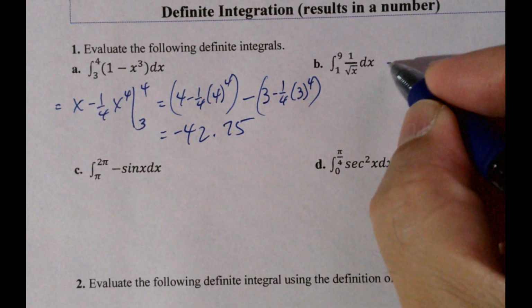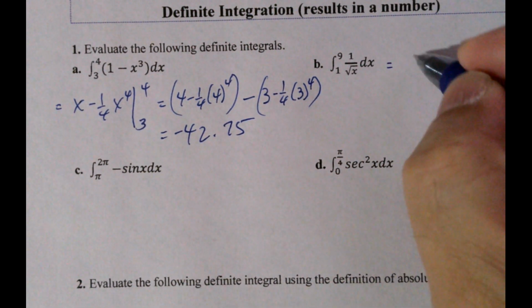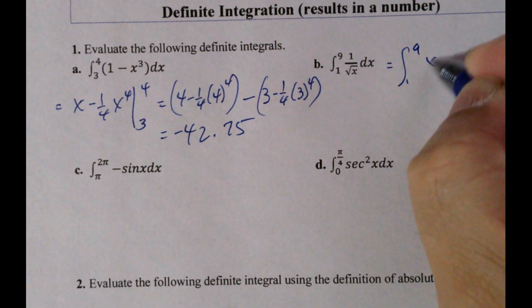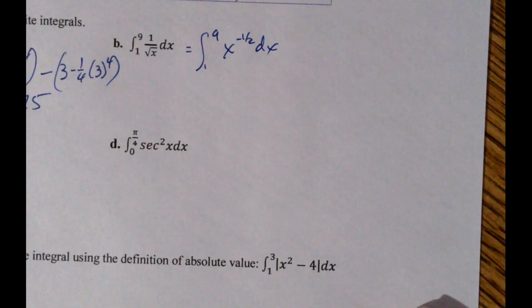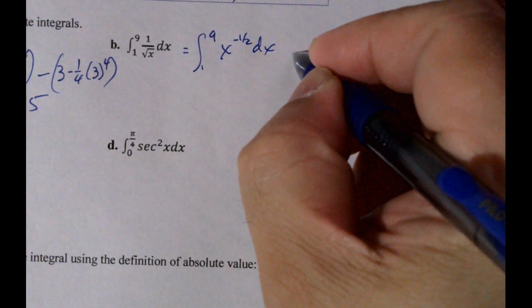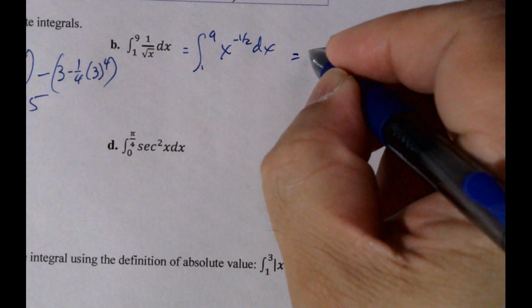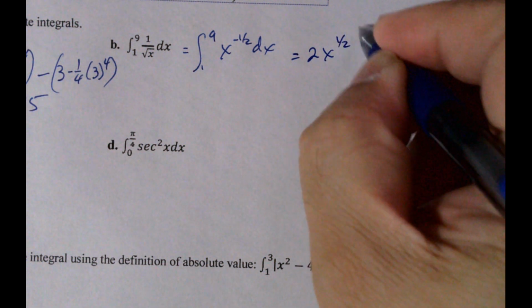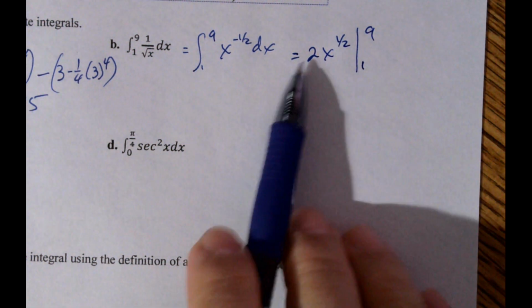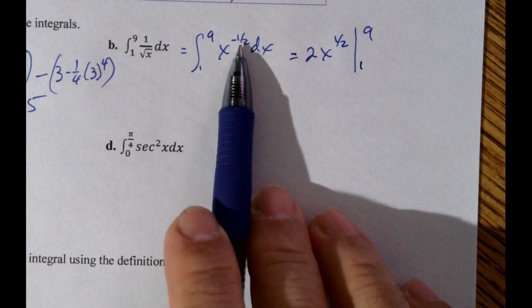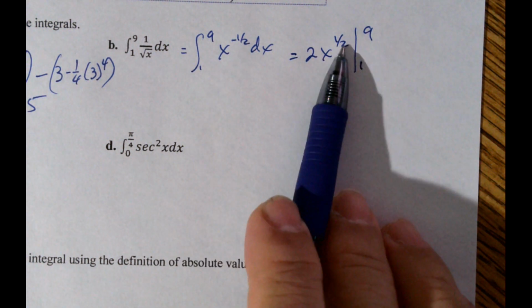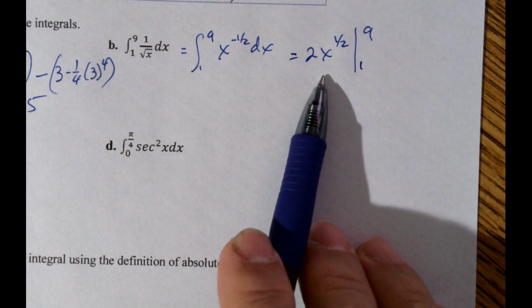This one, I want to rewrite it first because a lot of us can't do it in our heads for that. All right, so it's x to the negative 1/2. Now integrate it. So that becomes 2 times x to the half. Take it from 1 to 9. So where did that 2 come from? Well, remember the power rule says add 1 to the exponent. So negative 1/2 plus 1 is positive 1/2. And then divide by the new exponent. Dividing by half is the same as multiplying by 2.